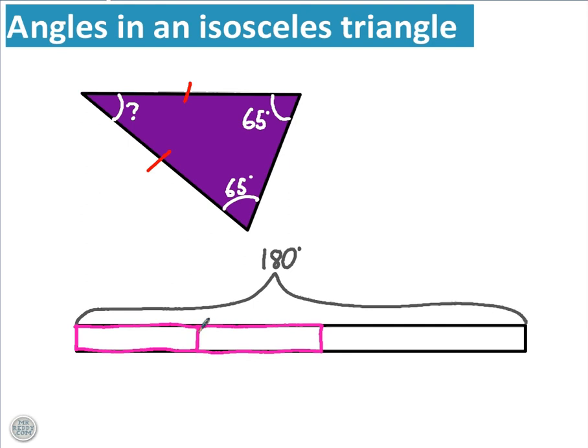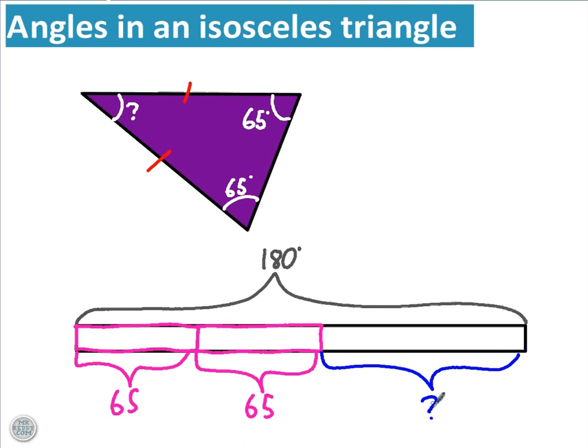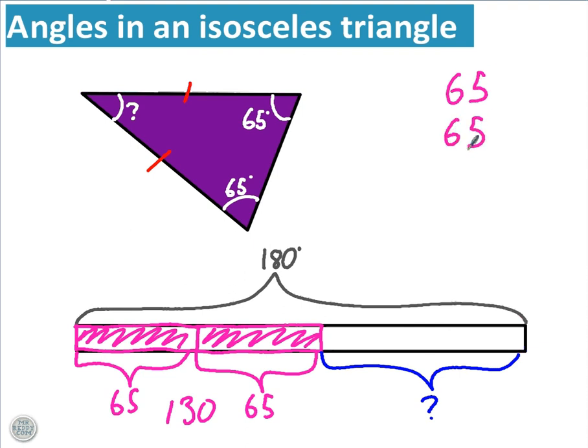Okay, it's not exactly 65, but imagine they were both proportional out of 180. Then what have I got left over here? How am I going to work this out? This is the missing angle after all. That's the one I need. Well, 65 and 65 together make 130 degrees. How did I do that? I did 65 plus 65 to give me 130.